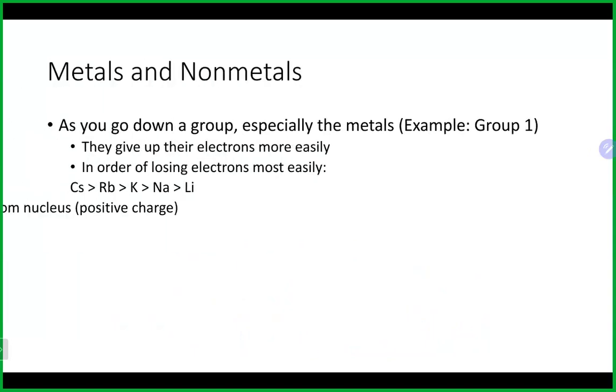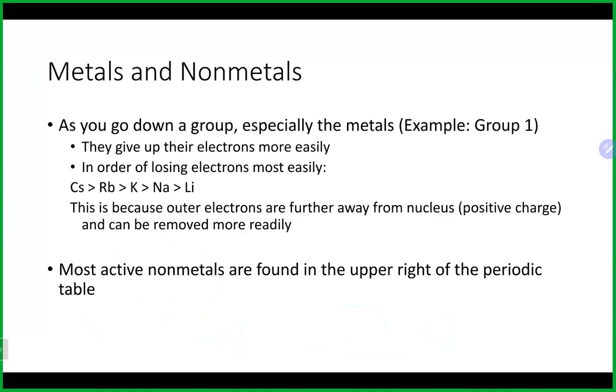As you go down a group on the periodic table, we seem to get more reactive when we talk about metals. So down a group here, lower left of the periodic table. For nonmetals, the most active nonmetal is right here at fluorine, upper right of the periodic table. The reason for that is some periodic trends as to why we see that reactivity occur. So let's talk a little bit about some of these periodic trends.